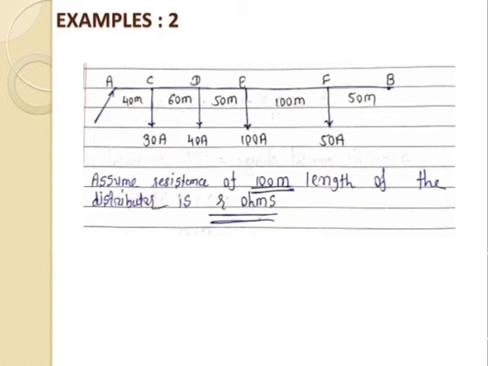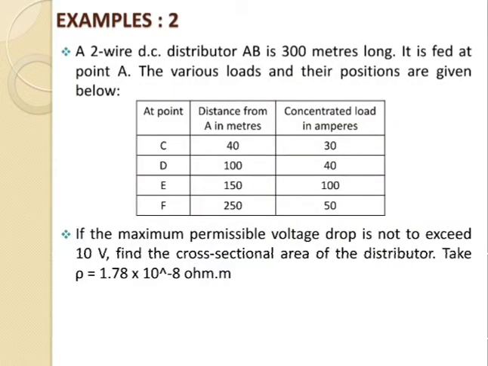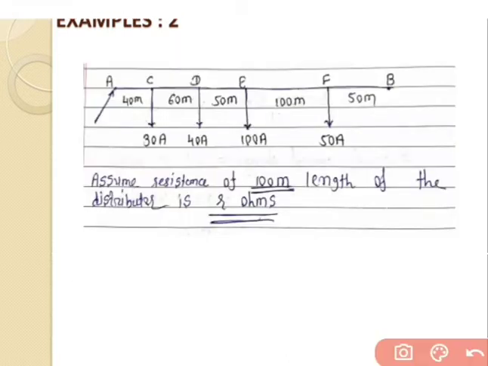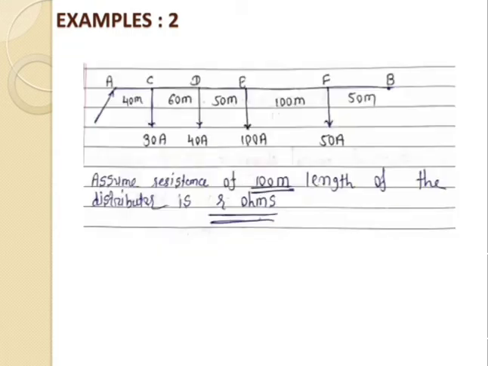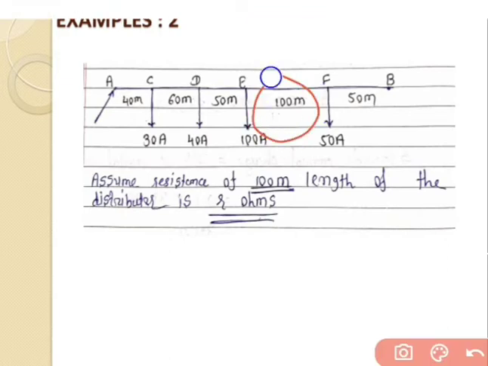Go for the next section, that is the F. So the F section has a loading equal to 50 ampere, which is mentioned over here, and a distance of 250 meter. So up to point E the distance is 150 meter. So the remaining distance is equal to 100 meter.